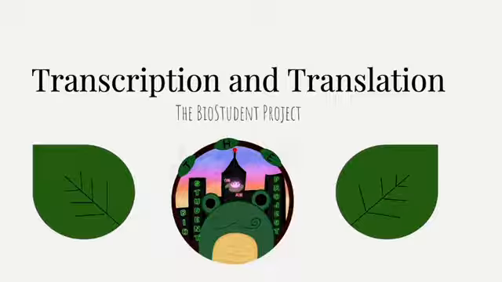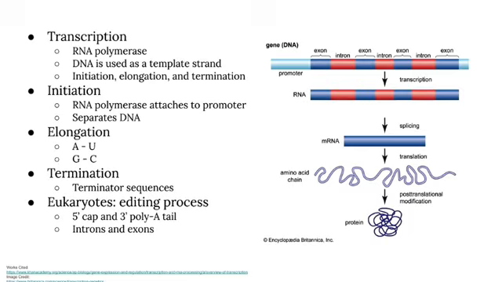Today we will be talking about transcription and translation. Transcription and translation are key processes in the synthesis of a protein. First comes transcription. Transcription is when an enzyme called RNA polymerase uses DNA as a template strand to make messenger RNA, or mRNA. There are 3 stages of transcription: initiation, elongation, and termination.